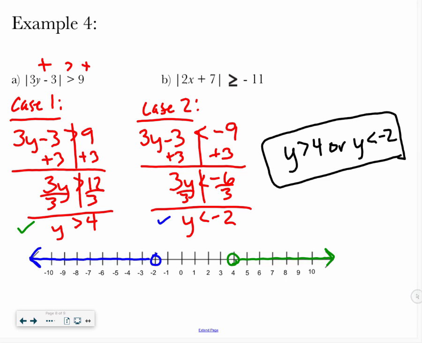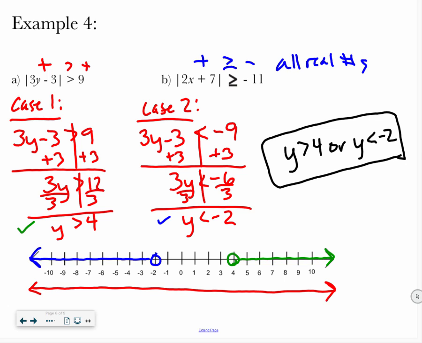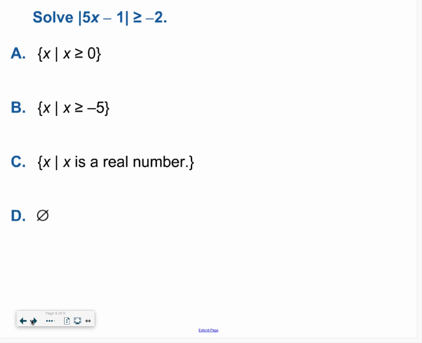And then if we look at letter B, we have a positive number is greater than or equal to a negative number. That's always true. So you say all real numbers, and then your graph would be highlighting the entire number line. Go ahead and try this one on your own, see how you do.